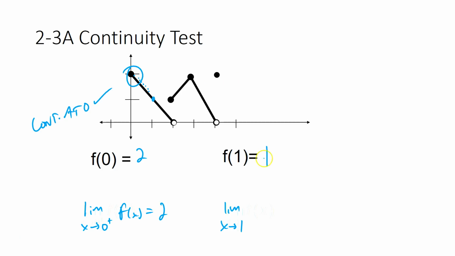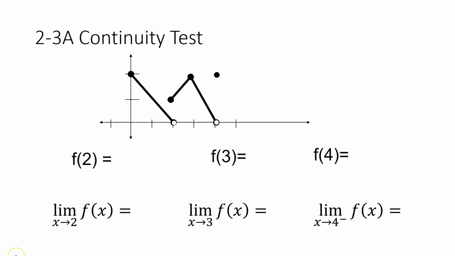Okay? Now for 1, f of 1 is 1. The limit as x approaches 1 of f of x from the left and the right sides, the y values are getting closer and closer to 1 from both sides. So yes, we are continuous at 1. Cool. So now we're going to take a look at this with some different values.